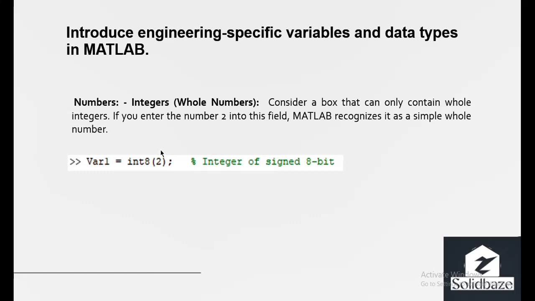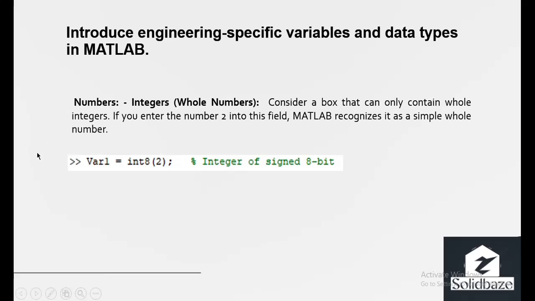Okay, and imagine it's a box designed to store numbers ranging from minus 128 to 127. That's the unique feature about the whole number or integer data type. Engineers often deal with precise numerical values, and Matlab provides integer types like int8, int16, int32, and int64, allowing them to work with specific data for precision requirements.